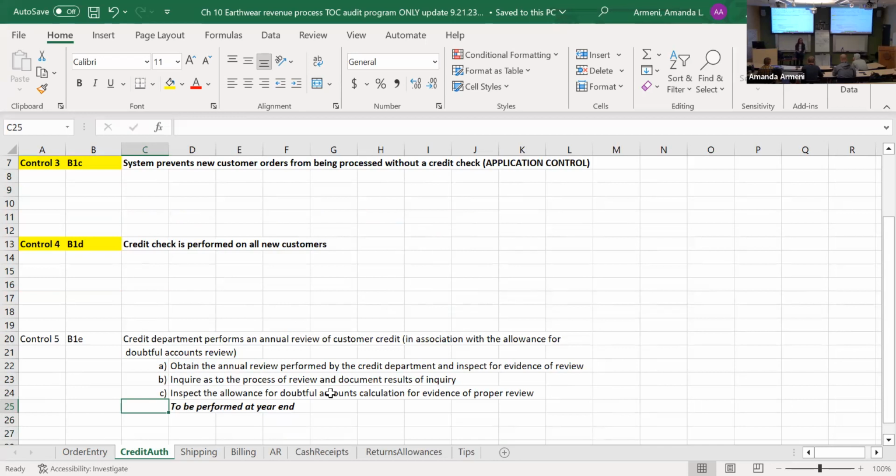So you are going to identify what kind of evidence you need to gather from your client, and once you have that evidence, what are you going to do with it? Are you going to inspect? Are you going to observe? Are you going to reperform? Do you have to inquire? What are you going to do about it?